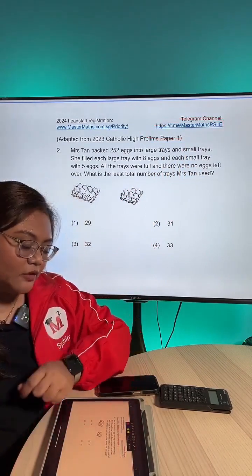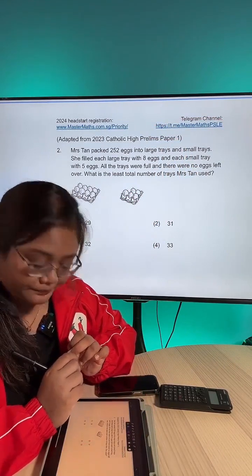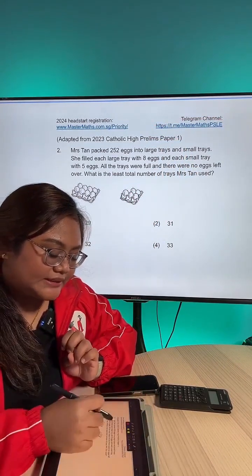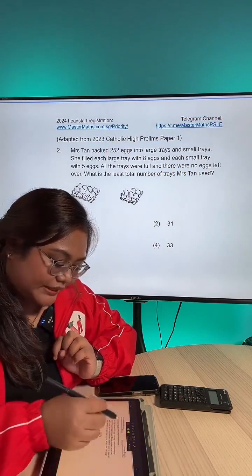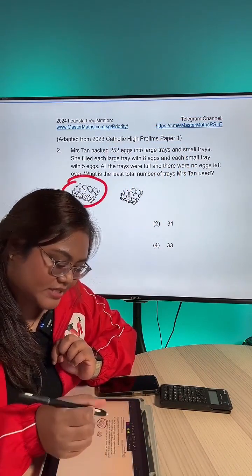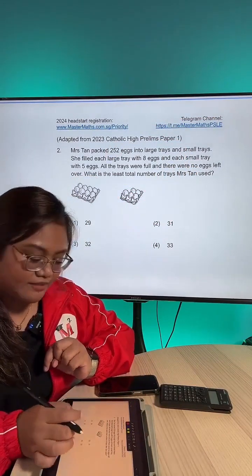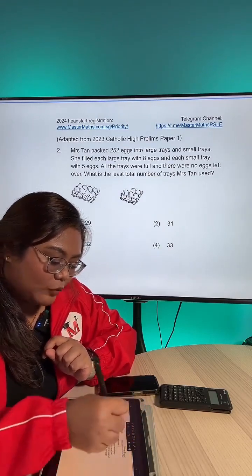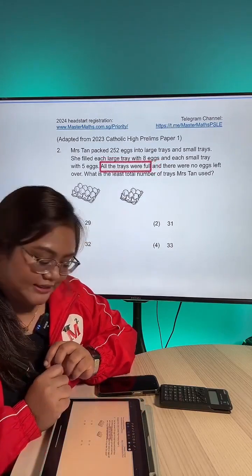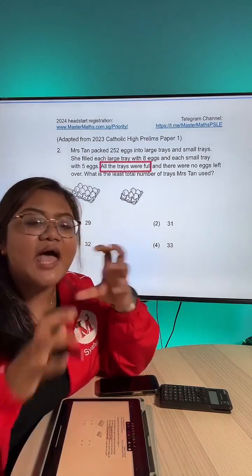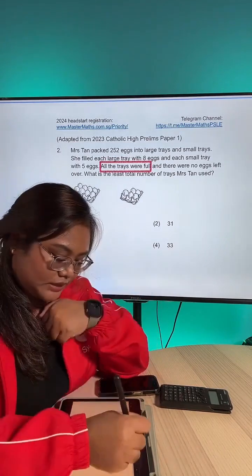Right. Okay, so let's go through this question. Now, there are a few key points that we need to take note about this question. Let's take a look. Mrs. Tan packed 252 eggs into large trays and small trays. Each large tray was filled with 8 eggs, and each small tray was filled with 5 eggs. I hope everybody is able to see the diagram. Now, all the trays were full. This is very important. All the trays were full and there were no eggs left over. So that means I've packed everything into the trays and all of the trays are full. Okay, so far so good? All right.